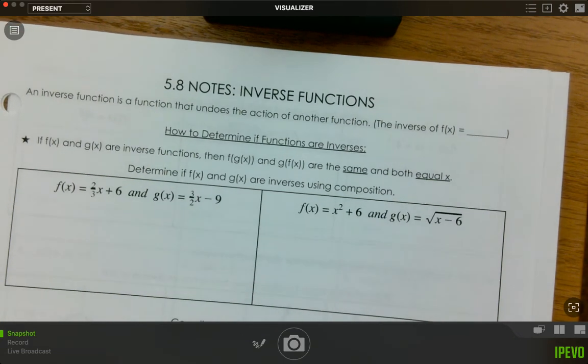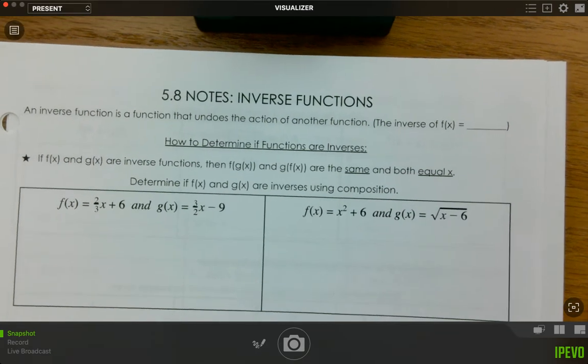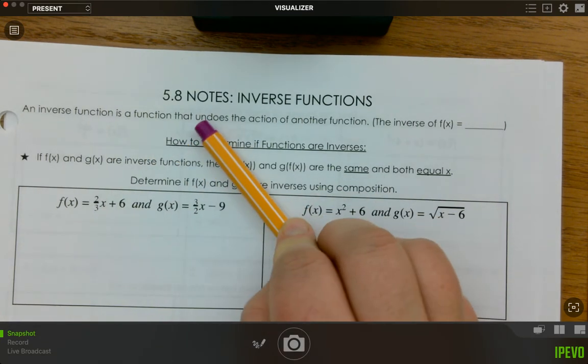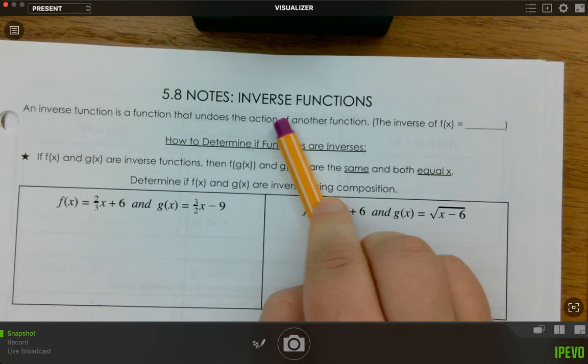Welcome to the 5.8 notes. In this section, we're going to be talking about something called inverse functions. So an inverse function is a function that undoes the action of another function.